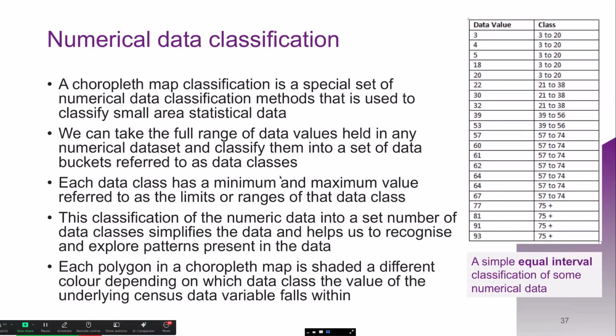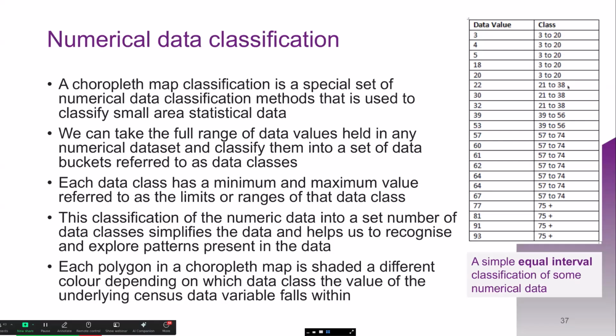When we actually create a choropleth map, we're doing a classification of the data. Within a numerical data set, such as census attribute data, there's a range of values from low to high. And when we create a data classification, what we're doing is simplifying that data into what are known as data buckets. And that allows us to see patterns in the data. So on the right here, I've got a table of values going from 3 to 93. So that's the range of values in that data set.